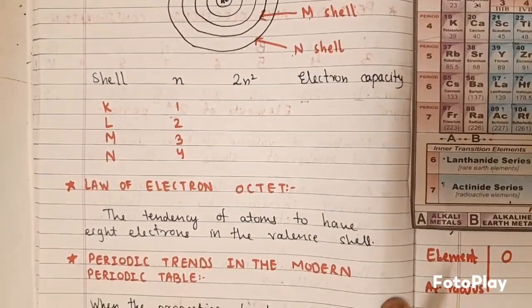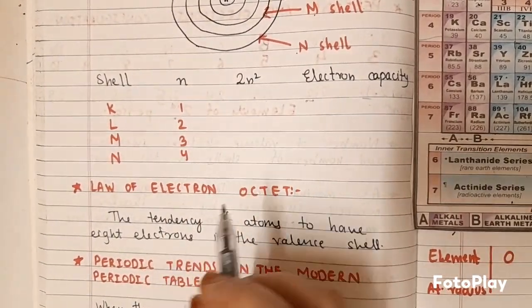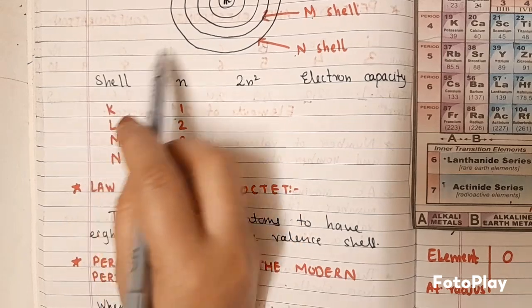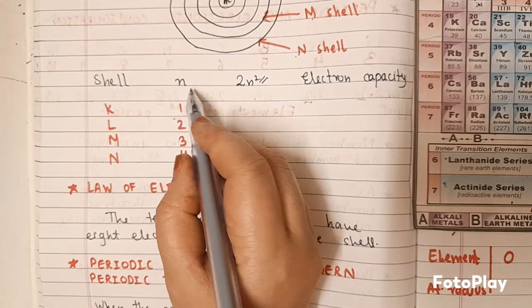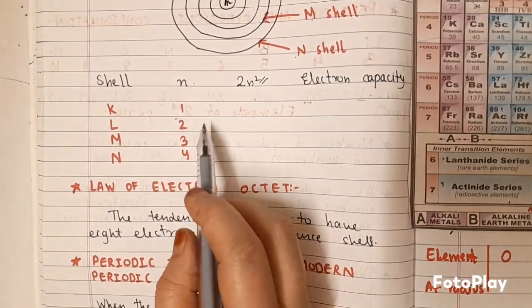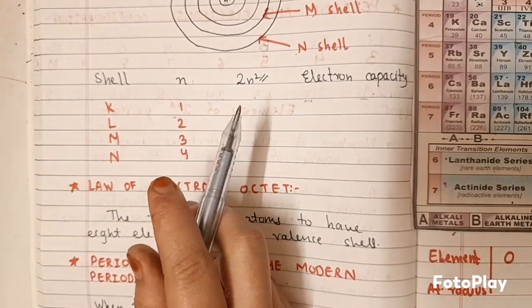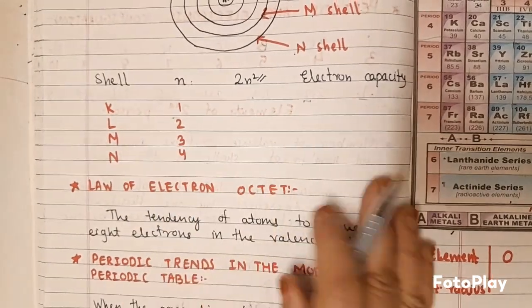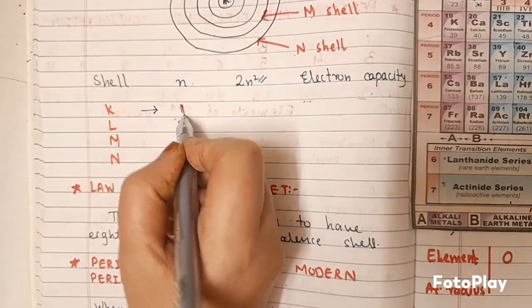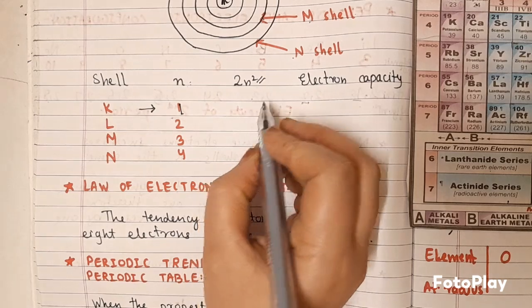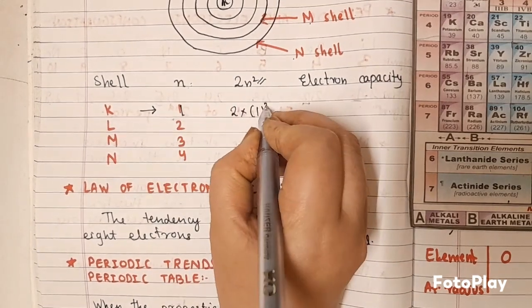Now let's study the electron holding capacity, that means how many electrons should be there in each shell. To determine the electron holding capacity, we have a formula, 2n squared, where n is the number of the shell. As per the electron holding capacity of the shells, 2 elements are present in the first period and 8 elements in the second period. Now let's determine it. The first shell, the K shell, n is 1. So 2n squared is 2 into 1 squared, which is 2.